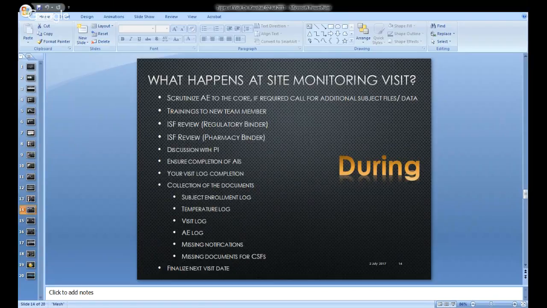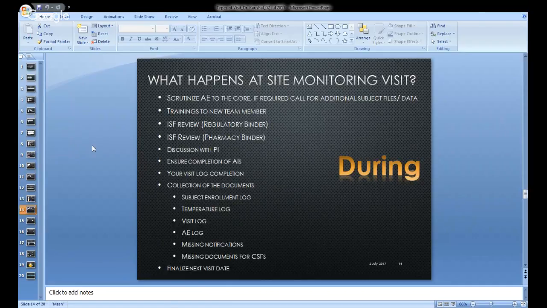Now we are ready for the site visit. We are at the site. So what do we do at the site? Like we had listed down all the adverse events in the course of time, now is the time to scrutinize all these adverse events to the core.